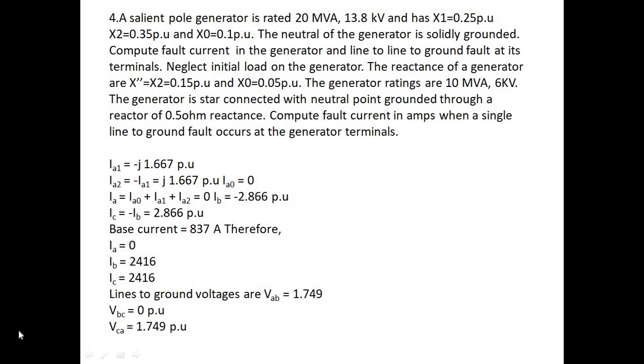Therefore, IA is equal to 0, IB is equal to 2416, then IC is equal to 2416. The line to line voltages are VAB is equal to 1.749 per unit, then VBC is equal to 0 per unit, then VCA is equal to 1.749 per unit. Thank you.